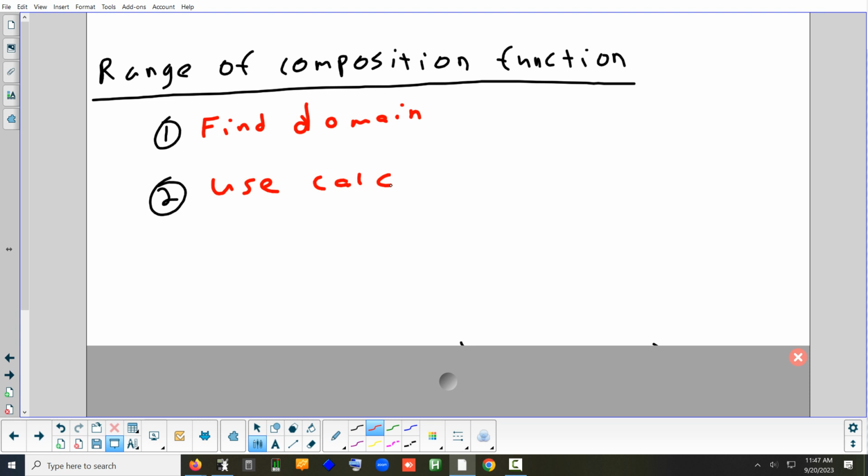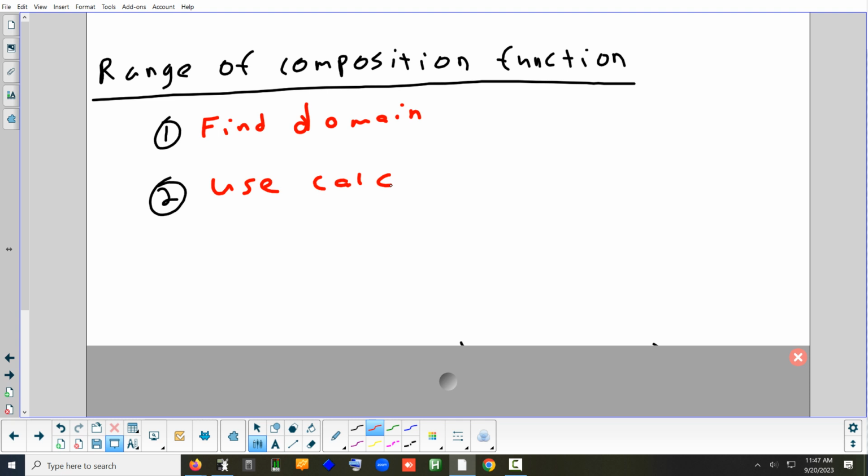Is it still important to know the domain? Yes, because if you need to set a certain domain, that's the window. So if you're supposed to be looking at certain values, like from 0 and up, you shouldn't be setting your x min to like -10. It said 0 and up in the domain. So you really have to find the domain first and then use the calculator.